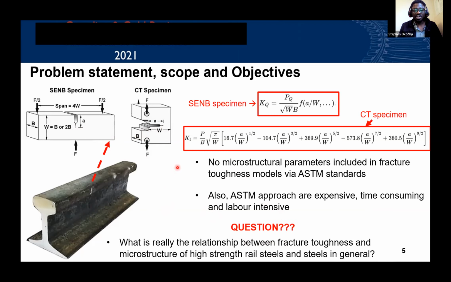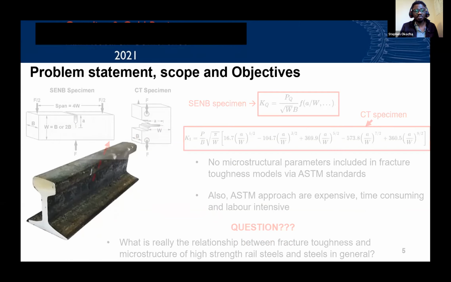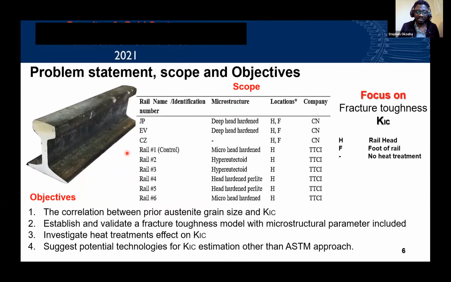So the question now is, what is the relationship between the fracture toughness and the microstructure of high-strength rail steels? For our scope, we looked at 9 rail steels. 3 of them are from CN, and the remaining 6 are from TTCI.